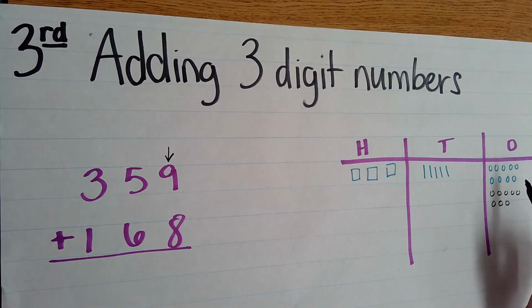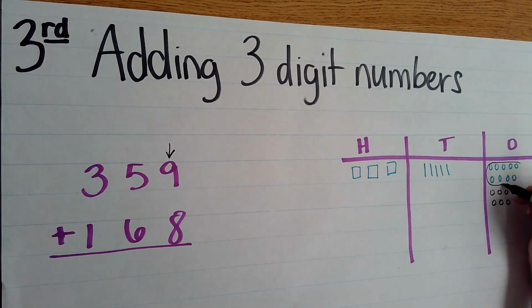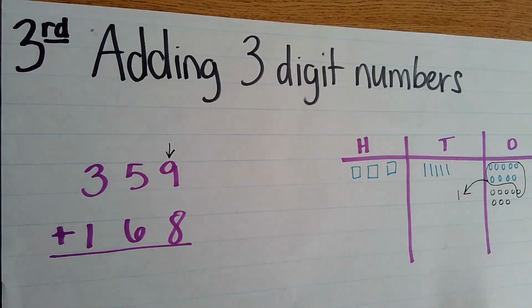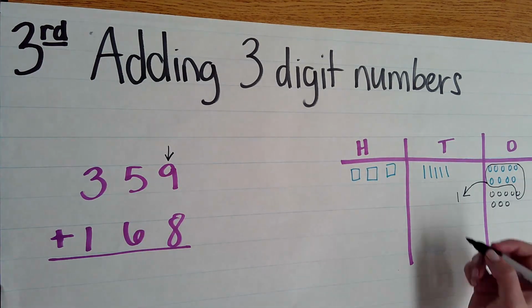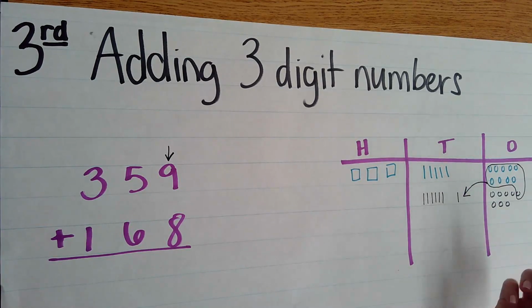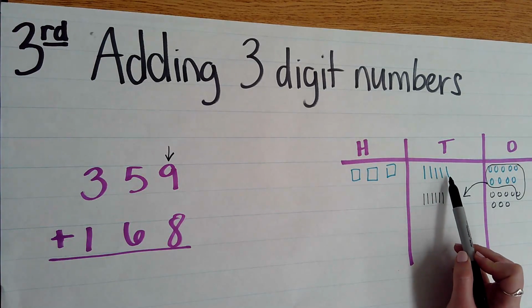So what I can do is I'm going to take the ones that I have and I'm going to make a new group of 10. 1, 2, 3, 4, 5, 6, 7, 8, 9, and 10. And I'm going to trade those over to my 10s place. I also have to add 6 new 10s as well. 1, 2, 3, 4, 5, and 6. Now in the 10s place, I have 6, 7, 8, 9, 10, 11, and 12.